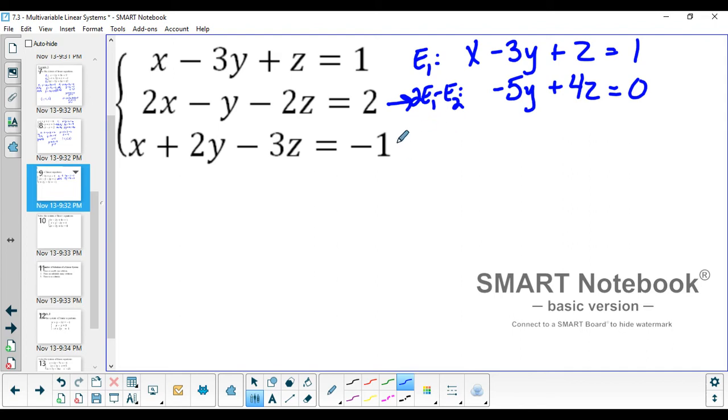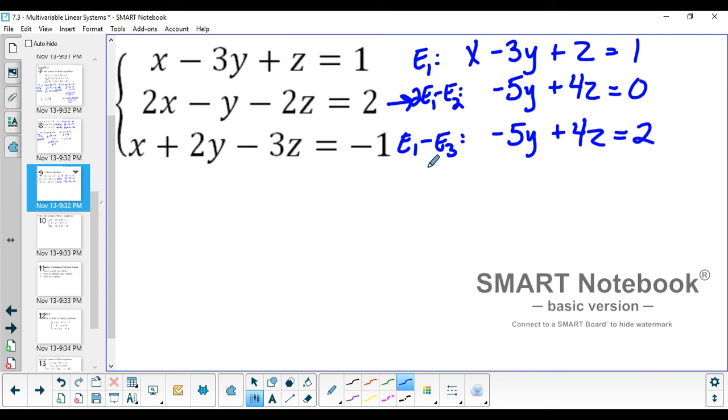All right, so now I want this to be a 0 as well. I can just go ahead and say E1 minus E3. All right, so x minus x gives me the 0 that I want. Negative 3y minus 2y gives me negative 5y. All right, and z minus negative 3z gives me plus 4z. All right, and 1 minus negative 1 is 2. And now I see why my calculator was giving me something funky.